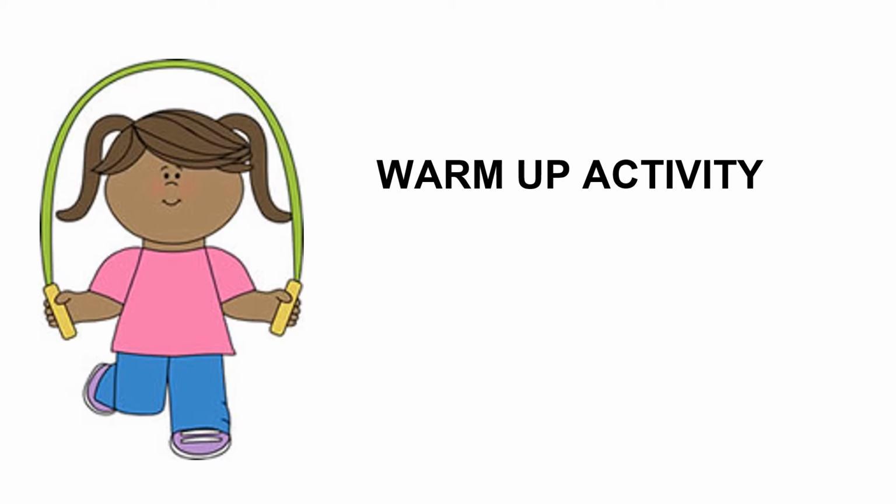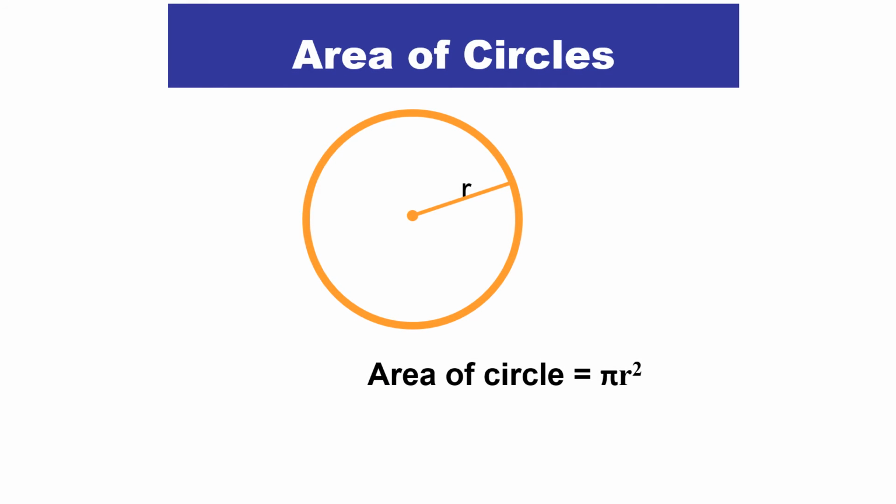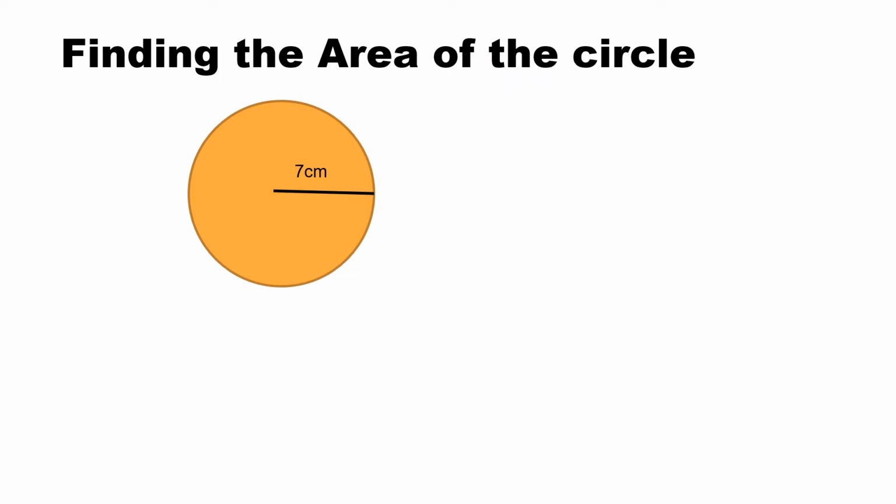Let us begin with this warm-up activity. We already know that in calculating the area of a circle, we use pi r squared. So let us use this formula to test our knowledge. Find the area of the circle using an approximate value for pi as 3.14.